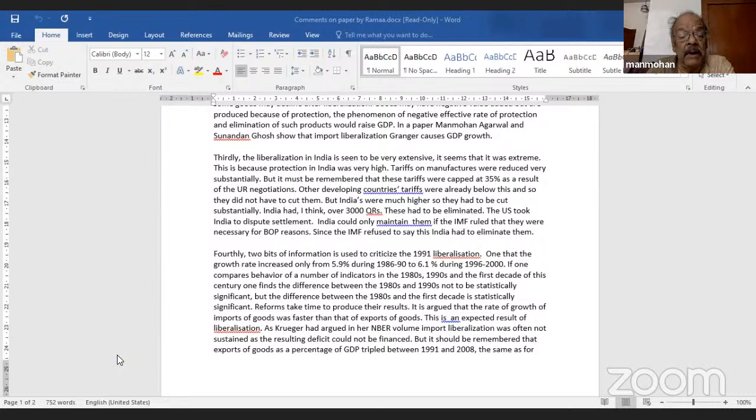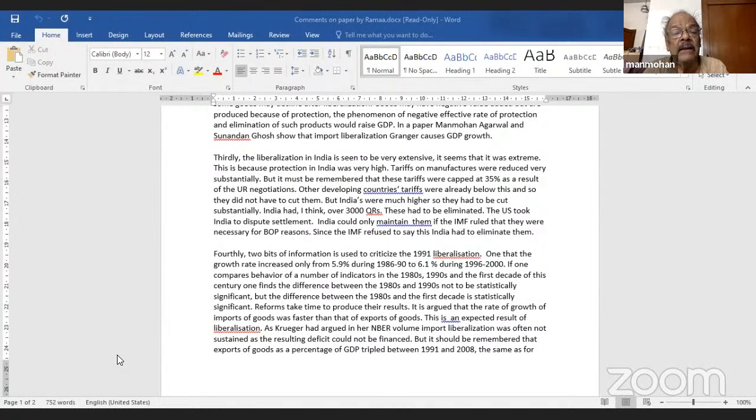But it must be remembered that this is not nearly the case in India. Exports of goods as a percentage of GDP tripled between 1991 and 2000. Exports of non-factor services quadrupled, and that of labor services, namely remittances, quintupled. So the liberalization did lead to a fantastic increase in exports. And even though the trade deficit did not decrease, the current account deficit decreased. So I have a basic question about why this attitude that trade liberalization is bad.